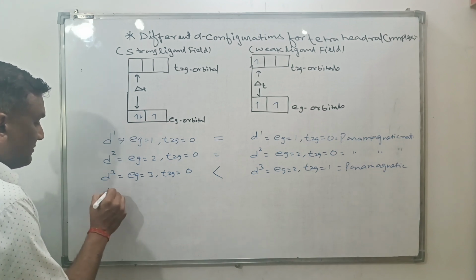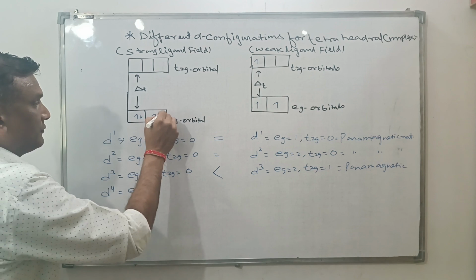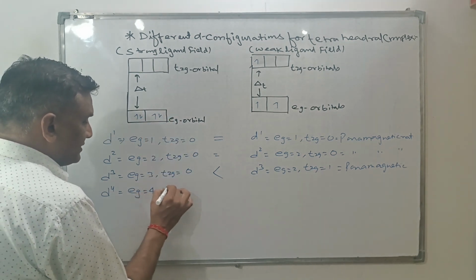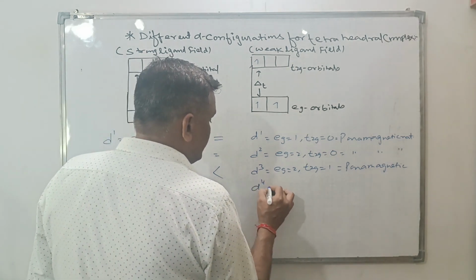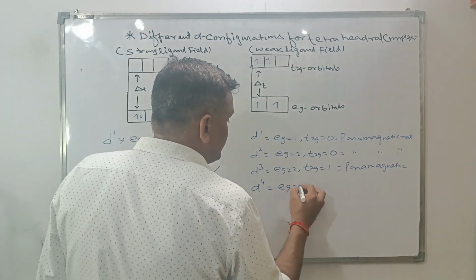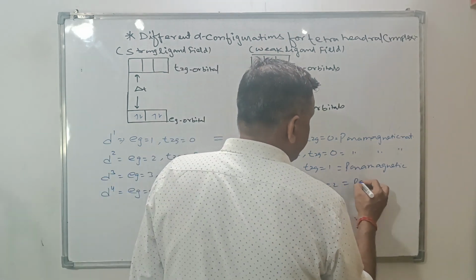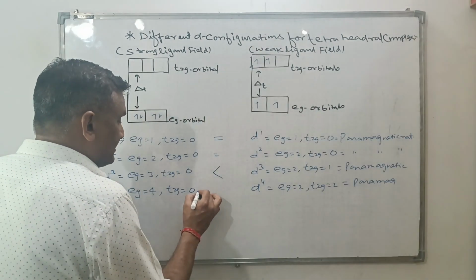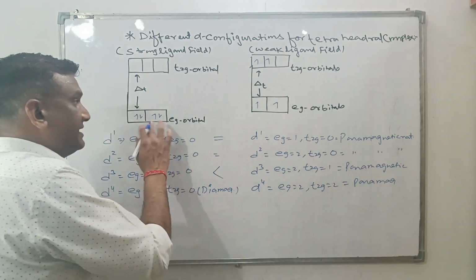Now the time to discuss the d4 configuration. This is the eg, this is the fourth electron, and eg is equal to 4, t2g is equal to 0. Here is the d4 electron, this is the fourth electron, so eg is equal to 2 and t2g is equal to also 2. This will be paramagnetic, but this will be diamagnetic because all the electrons are paired.